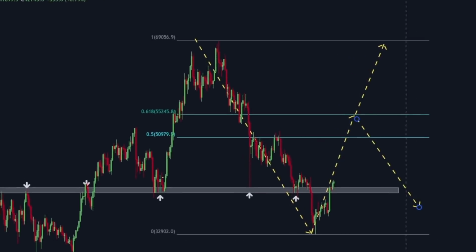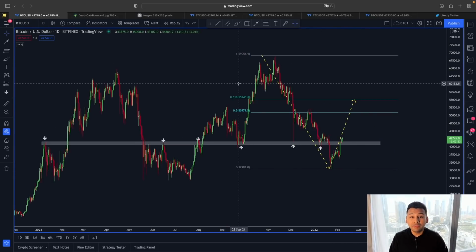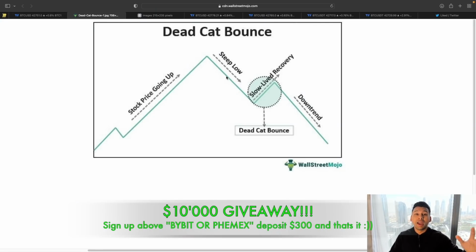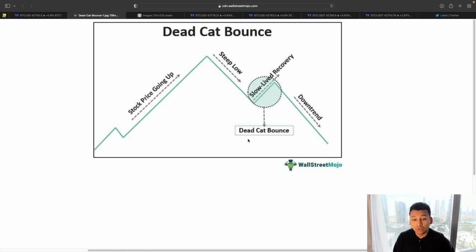an actual trend direction? Because we are well aware, according to the dead cat bounce scenario, as you can see here, whenever the price of Bitcoin starts this new rally to the upside after this price retracement, this is how it's actually going to look. First, stock price going up, right? Then we will witness this steep low, and after this steep low there is going to be this short-lived recovery phase which is known as a dead cat bounce.